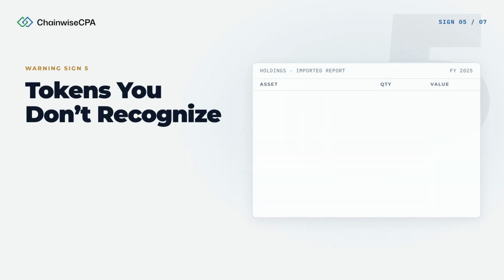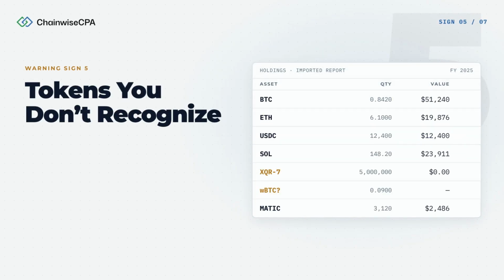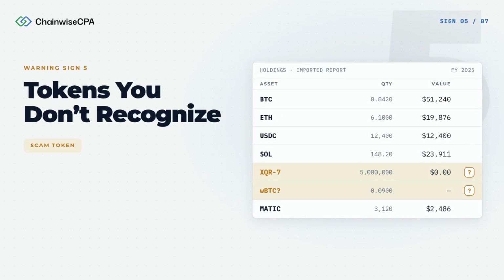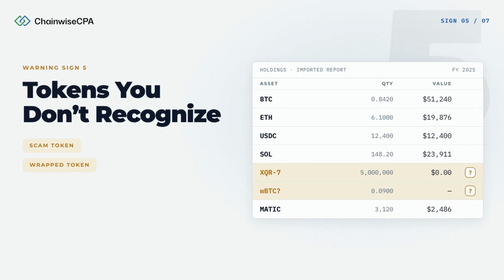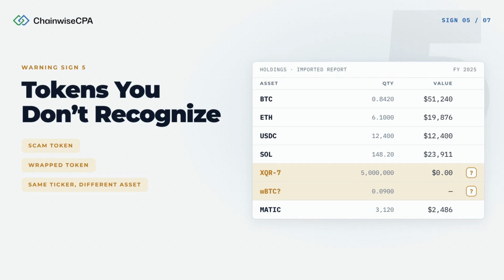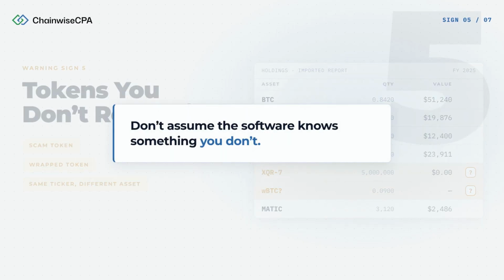Sometimes a report includes tokens the investor doesn't even recognize. It could be a scam token, a wrap token, or 2 different assets that share the same ticker symbol. When you see something unfamiliar, don't assume the software knows something you don't.